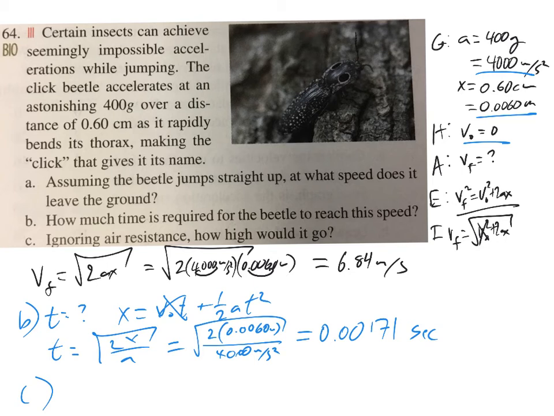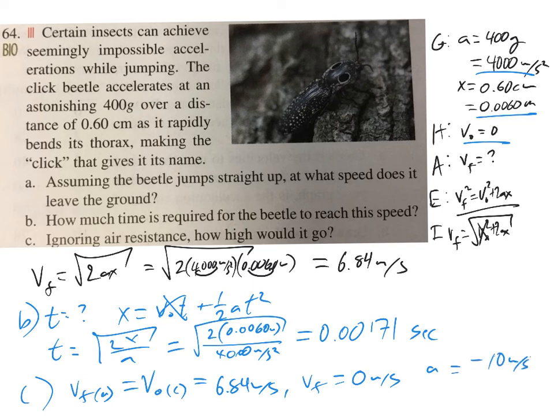All right, finally, C, how high would you go? This one, now we have to use the final velocity that we just calculated. So then our final velocity for part A is going to become our initial velocity for part C, which is 6.84 meters per second I'm using. Okay, and then now our final velocity for part C is going to become 0 meters per second, right? That's a hidden. Our acceleration is now negative 10 meters per second squared because gravity's slowing you down.